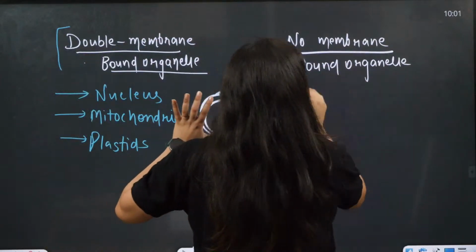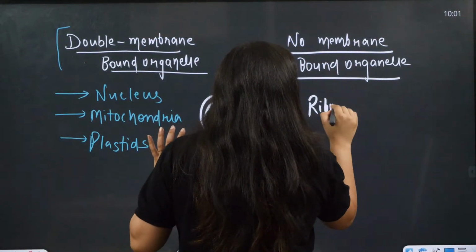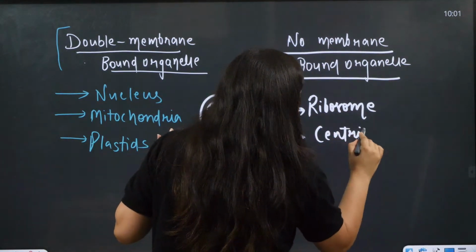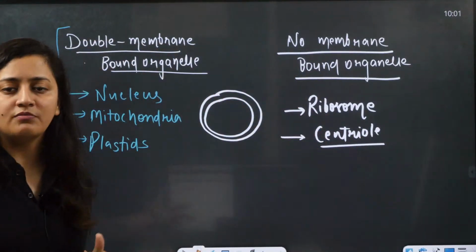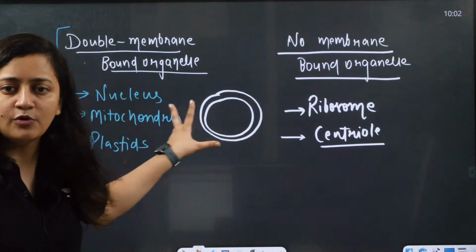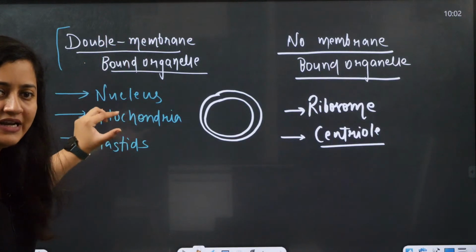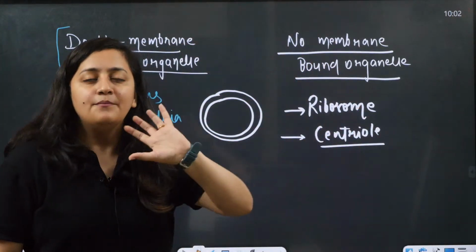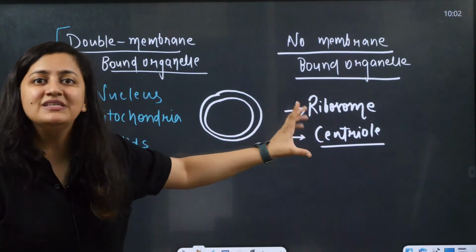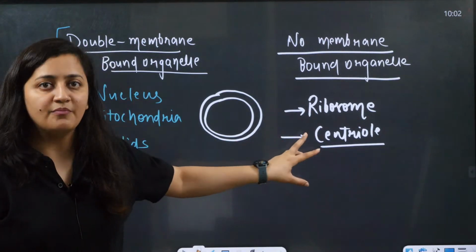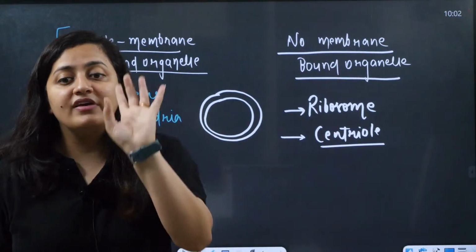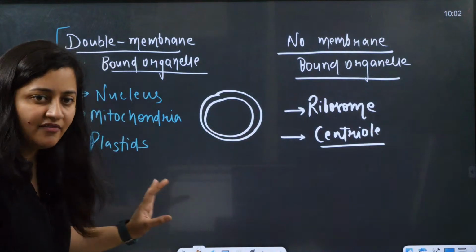And there are some no membrane bound organelles also, like ribosome. In the ribosome there is no membrane, right? And moreover, centriole in the case of animal cell is also a non-membrane bound organelle. So whatever is left, that is going to be single membrane bound. This is how you have to remember. Double membrane bound is nucleus, mitochondria, plastid. The organelles in which the membrane is absent are ribosome and centriole. So whatever is left, your endoplasmic reticulum, your Golgi apparatus, your lysosome, they all are having the single membrane, right?